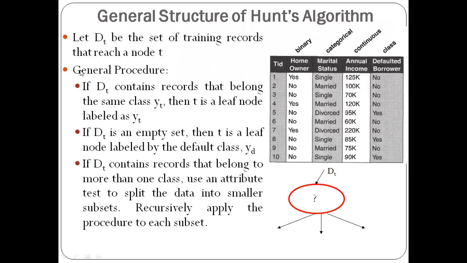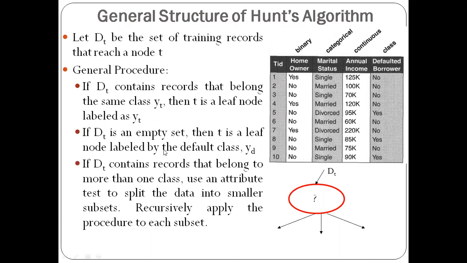Suppose you have a training record set denoted by Dt, and labels like y1, y2, and so on up to yc. If all the records in Dt belong to the same class, that is yt, then we create a leaf node, and that leaf node is labeled with yt. This is when all the records of Dt belong to the same class.